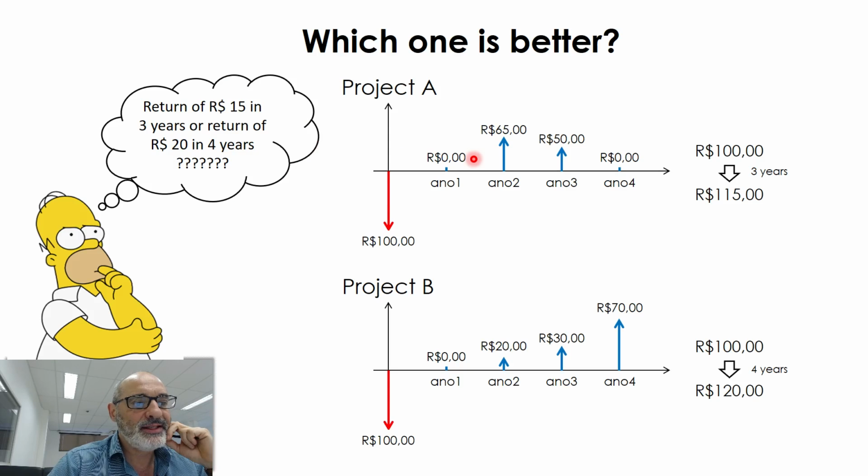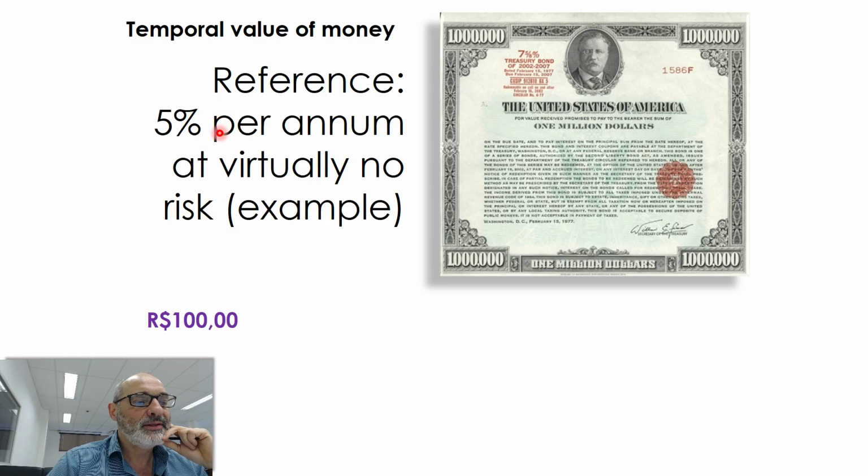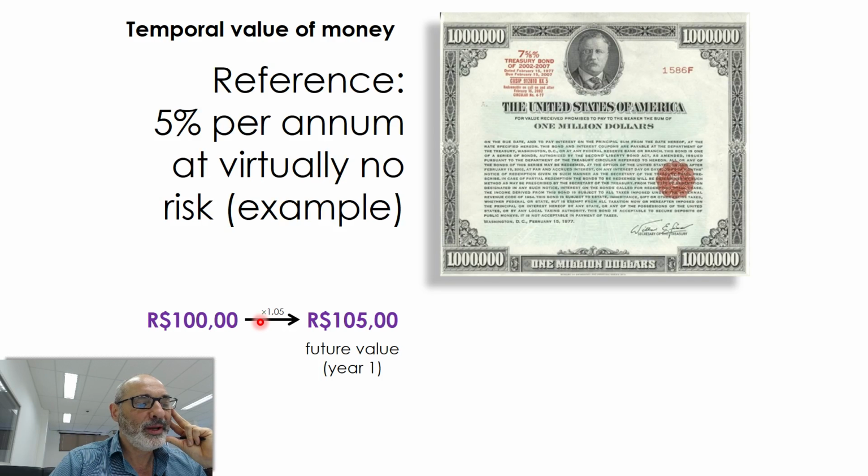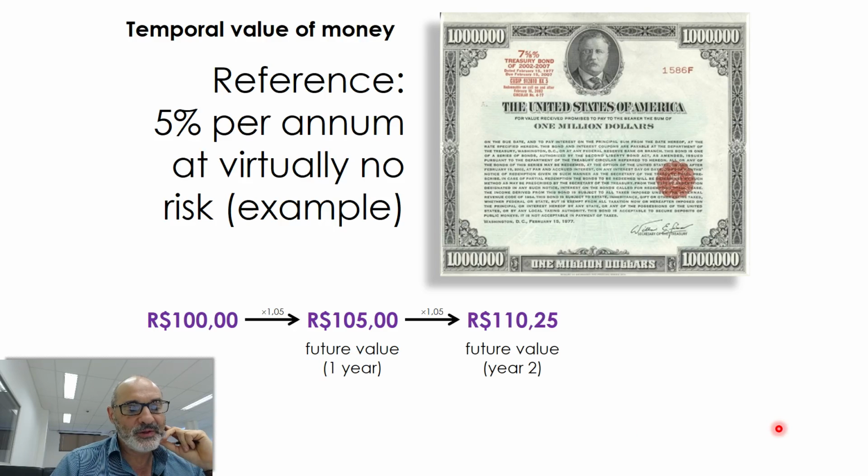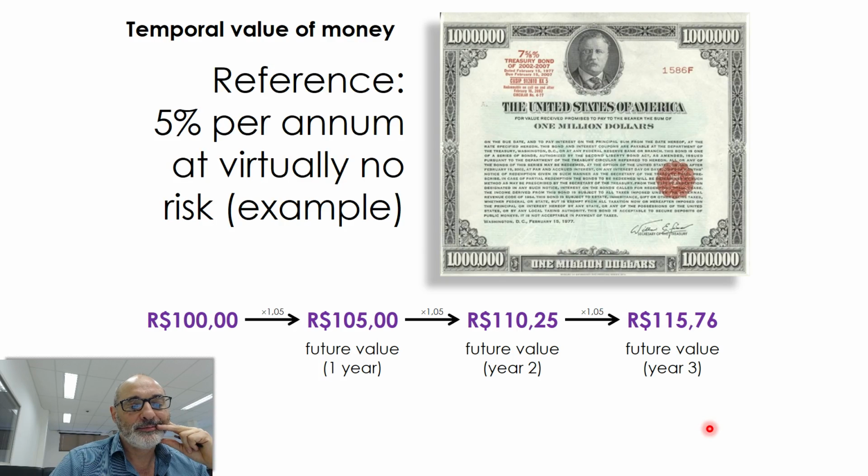Let me go back one slide. Instead of investing in A or B, I could buy one of those bonds and have 5% of interest every year. So what would happen with our investment? We start with 100 reais. After 1 year, we multiply by 1.05; we have 105 reais. After the second year, we have 110.25. And after the third year, we have 115.76 reais. This is 5% every year.